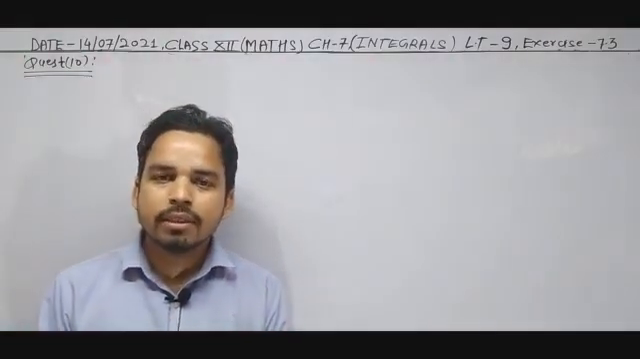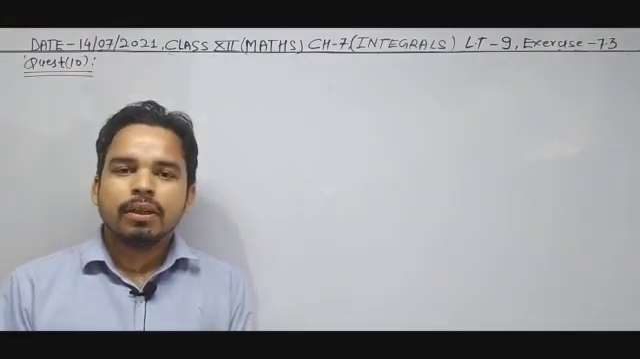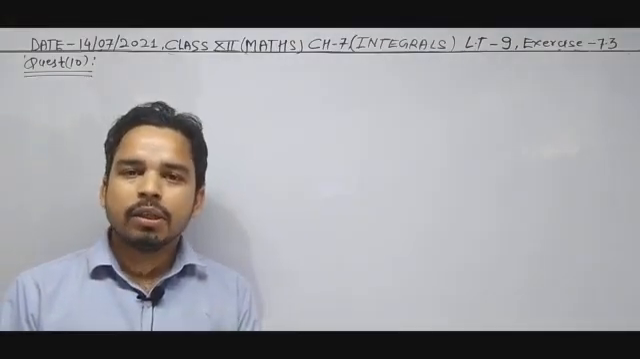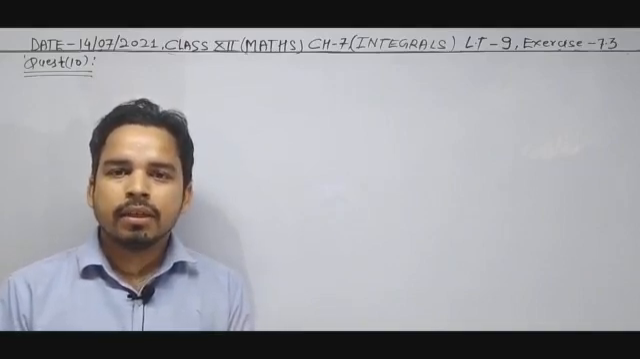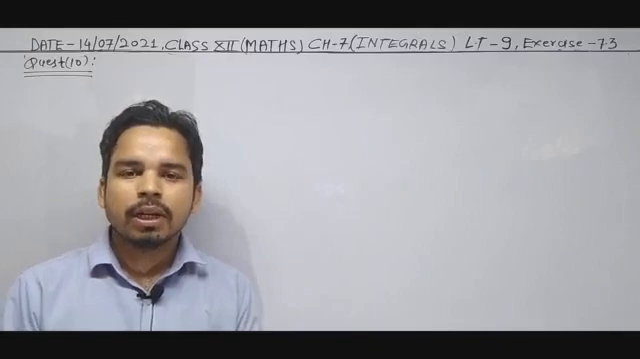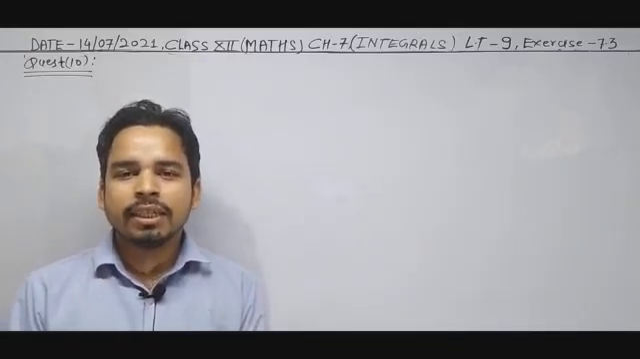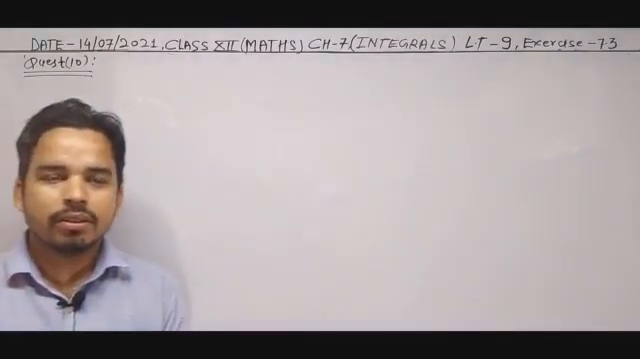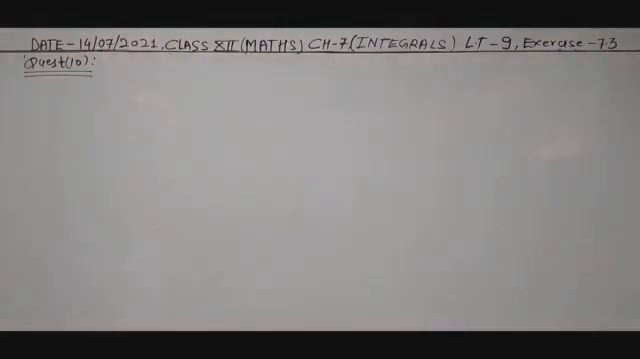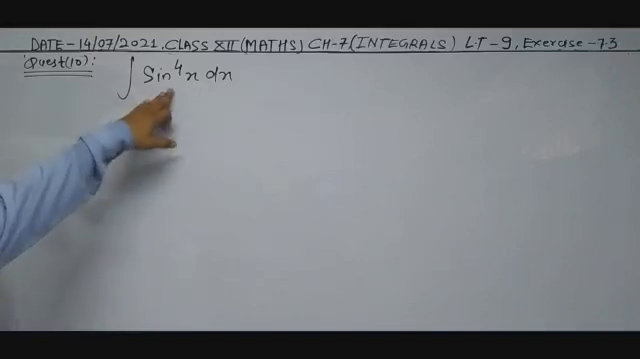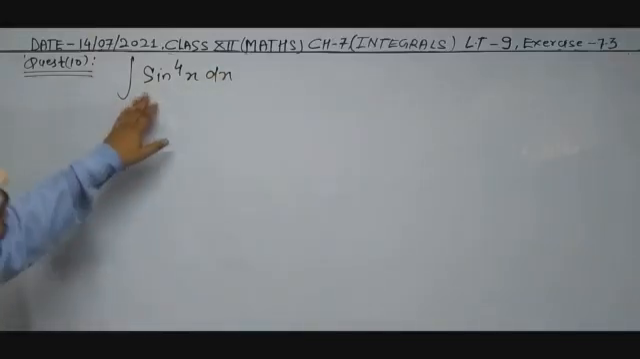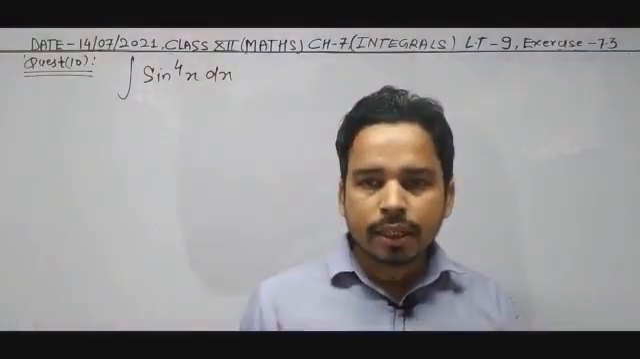So class, in the previous lecture I discussed questions number 1 to 9 of NCERT exercise 7.3 and completed up to 9 questions. Now today I will start from question number 10 of NCERT exercise 7.3. So let us start with question number 10. Question number 10 is integration of sine to the power 4x dx. Now we have to integrate the function sine to the power 4x dx.